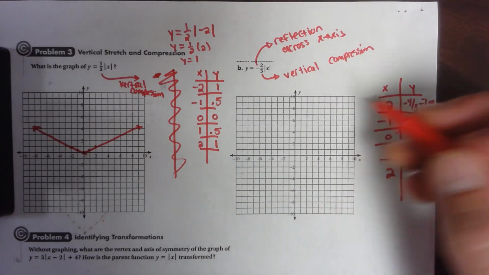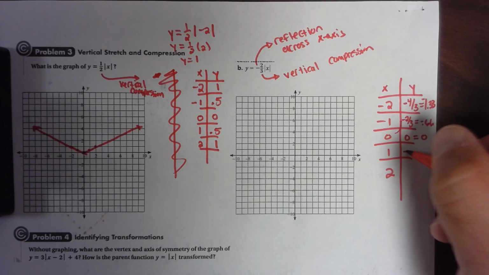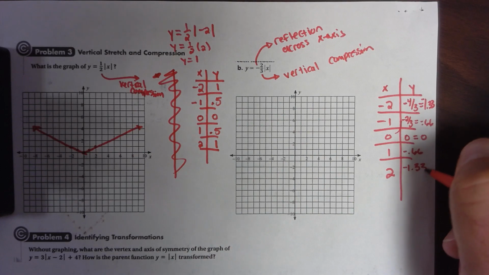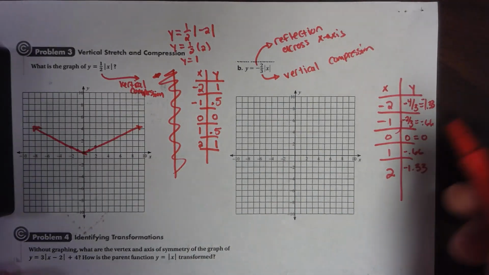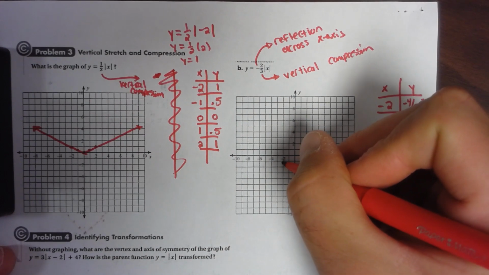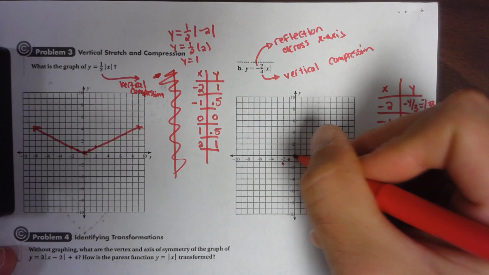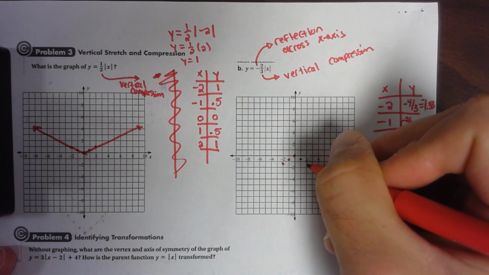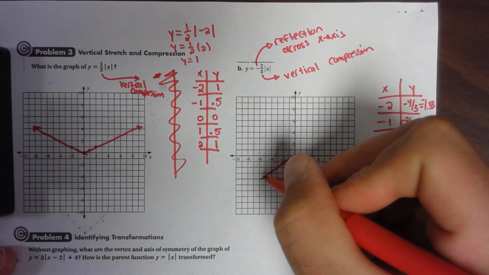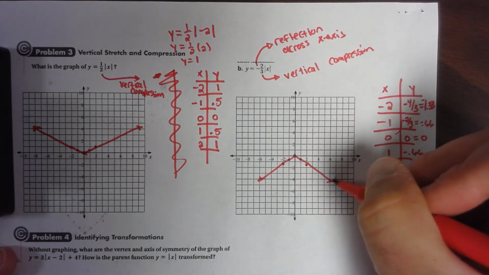Absolute value of 0 is 0. 0 times 2/3 is 0. And then we're going to get the same thing on these other values. And so I can just plot those. So -2, -1 and change, -1 and then 2/3, 0, and then same thing over on the other side. Okay, so this one isn't compressed quite as much as what we saw in A there.